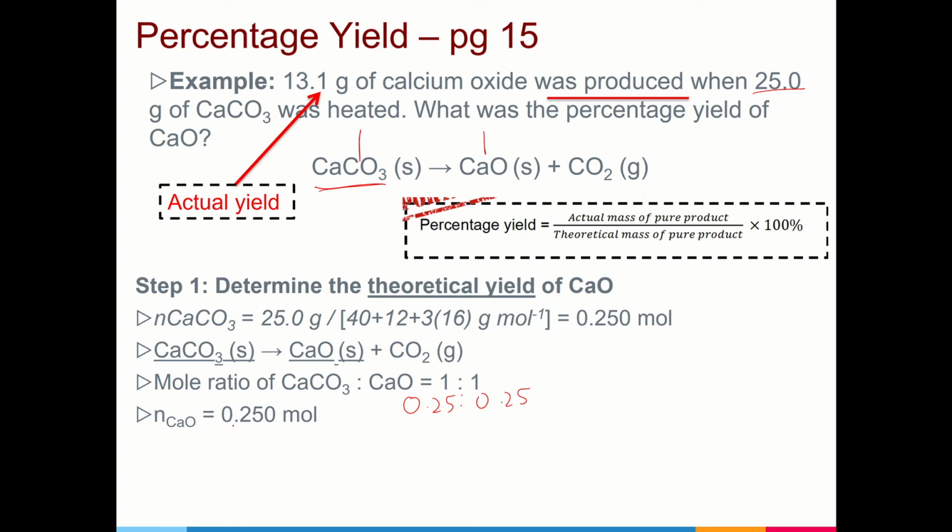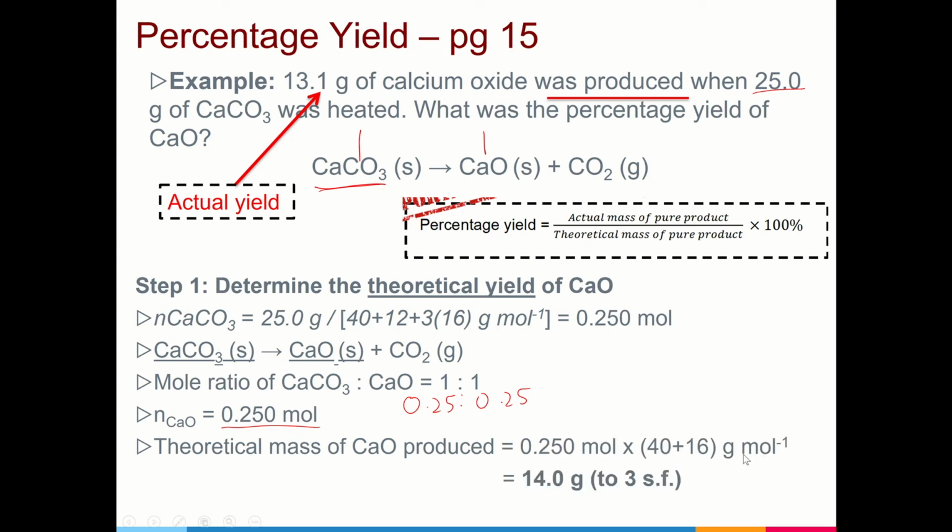Okay, so theoretically, I should have this number of moles produced. So what is the theoretical mass? Since 0.250 moles of calcium oxide is formed, you need to find the theoretical mass. From 0.250 moles, theoretically, I should get 14 gram. This is my molar mass.